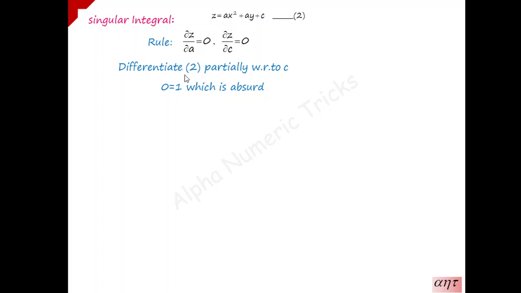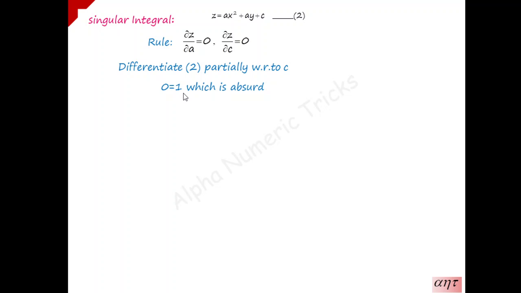Using that rule, differentiation of ax squared with respect to c is 0 because it is constant. Differentiation of ay with respect to c is 0, that is also constant, plus c with respect to c is 1. So 0 is equal to 1. An impossible result is obtained.